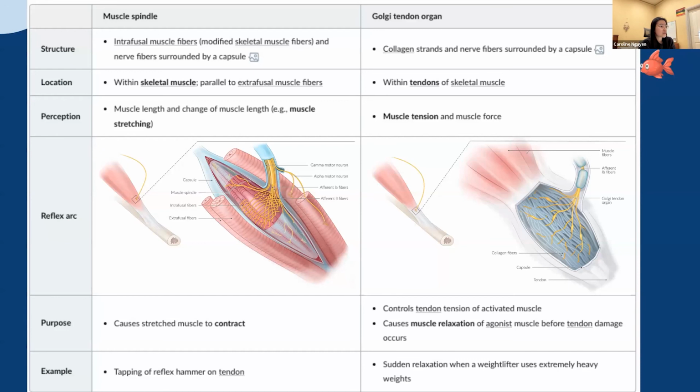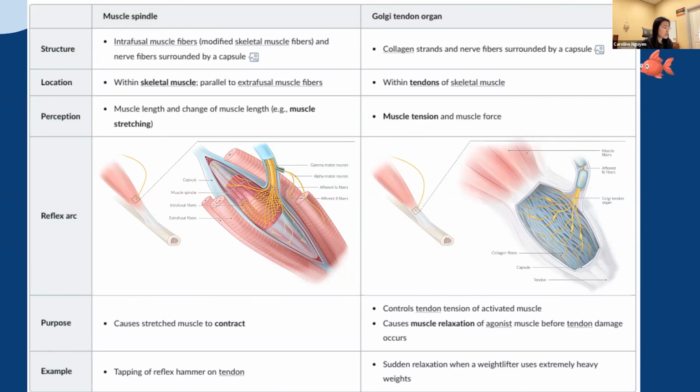Let's compare muscle spindles with the Golgi tendon organ. Muscle spindles are in the skeletal muscles, whereas Golgi tendon organs are in the tendons of skeletal muscles. Muscle spindles perceive length and change of muscle length, for example, muscle stretching. So think of that like the length, it's physical, whereas the Golgi tendon organs perceive muscle tension. Think of that as more physiological.